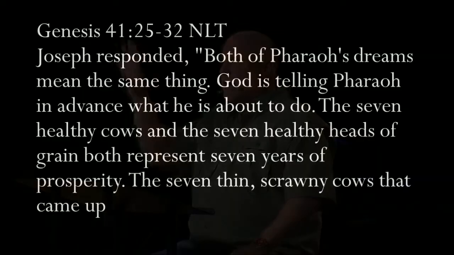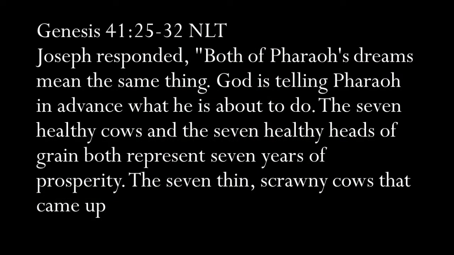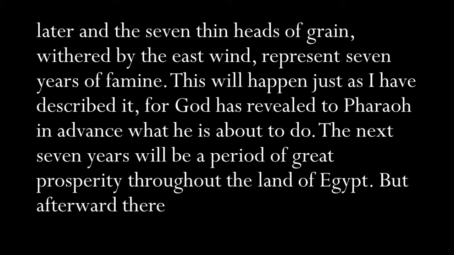Now, let's look at the interpretation of his dream. Verses 25 through 32. Joseph responded, "Both of Pharaoh's dreams mean the very same thing. God is telling Pharaoh in advance what he's about to do. The 7 healthy cows and the 7 healthy heads of grain both represent 7 years of prosperity. The 7 thin, scrawny cows that came up later and the 7 thin heads of grain withered by the east wind represent 7 years of famine.